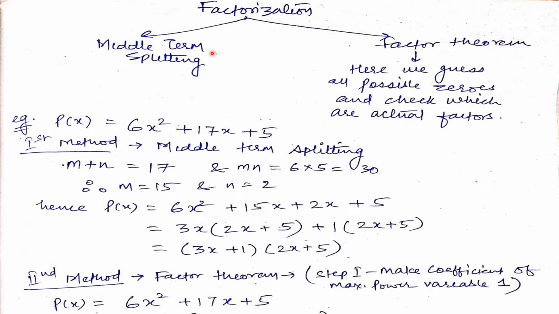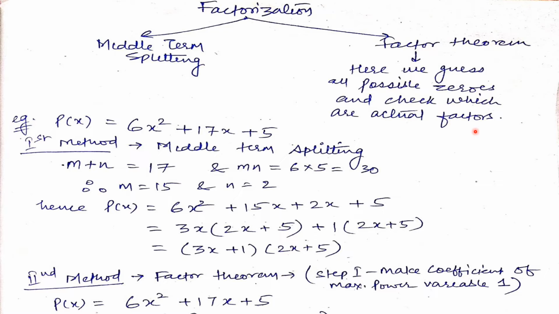But before dealing with cubic equations, we must learn the way we use factor theorem with the help of quadratic equations. Okay, so please be attentive. I'm starting it. In factor theorem, we guess all possible zeros and check which are actual factors. So it is a type of hit and trial method. It can be very easy at times and it can be lengthy also, when you are not able to find the correct guess.